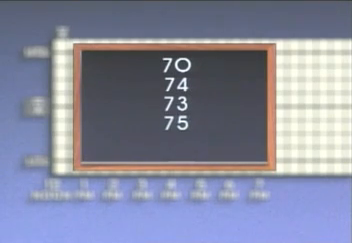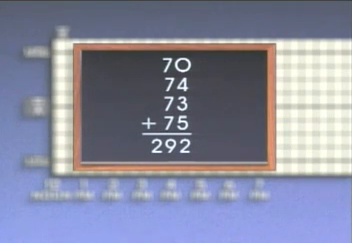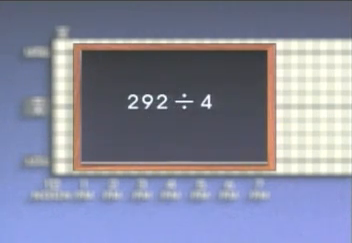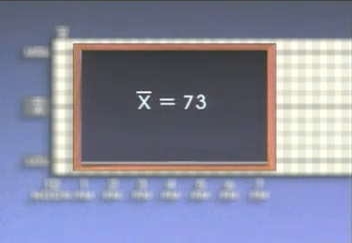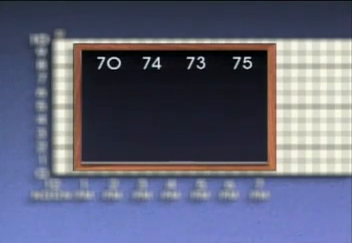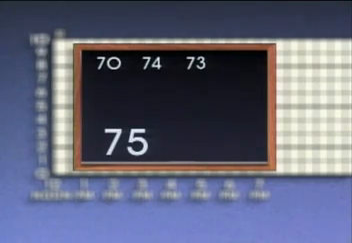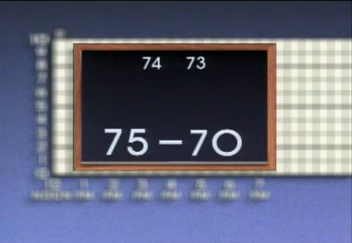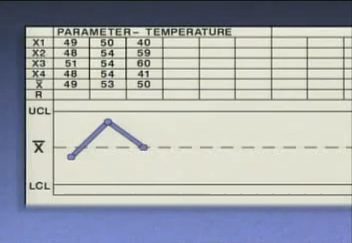This X-bar value is calculated like any other average. First, the readings are added together. In this case, the total of the 4 temperature readings is 292. Then the total is divided by the number of readings. 292 divided by 4 yields an X-bar value of 73. To find the range of these readings, we take the highest value, 75, and subtract the lowest value, 70. In this case, the range is 5. The X-bar chart indicates that the process is in control.